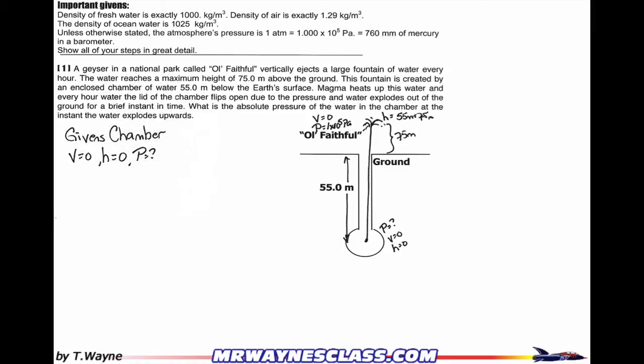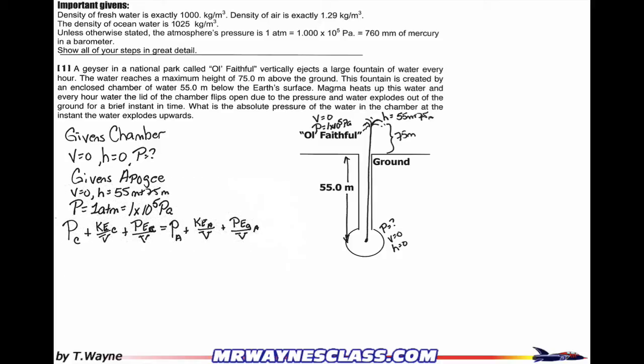First, I'll start with the givens in the chamber. I know I've got the pressure potential, I know the velocity is 0 and the height is 0. So that means my kinetic energy and my potential energy per volume are going to be 0. And then if I look at the apogee, I know the velocity is going to be 0, the height is going to be 55 plus 75 meters from the ground up and then from the ground down to the chamber. And the atmospheric pressure is going to be 1 atmosphere of pressure.